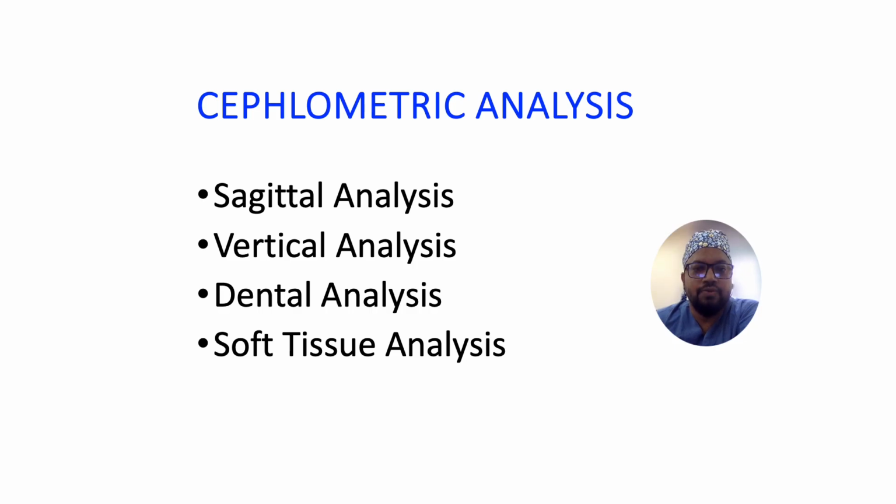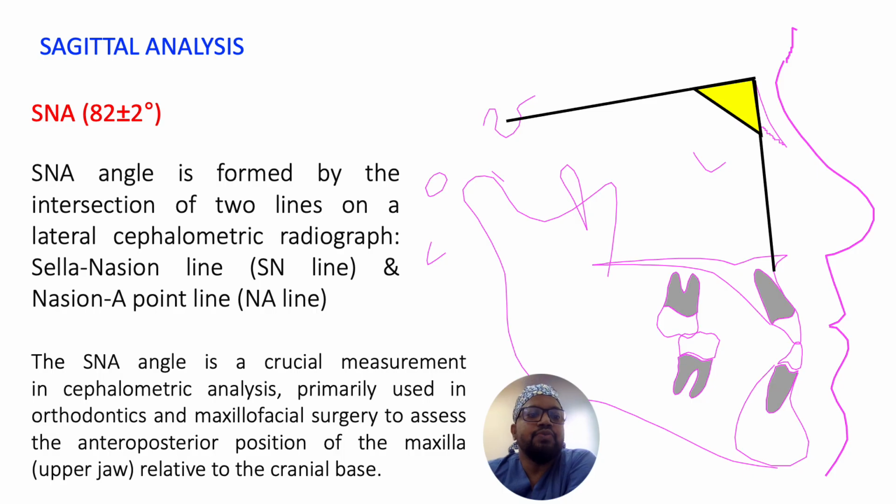Steiner, Downs, Ricketts, Harvold, Sassouni. So there are a lot. From all the analyses, the most important common analysis angles will be shown in the upcoming slide. So the first one is SNA. We already know the SN plane, we already know the NA plane, the NA line. So these two lines joined together make SNA.